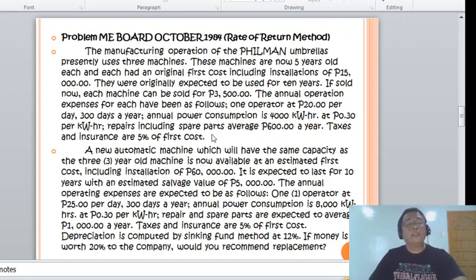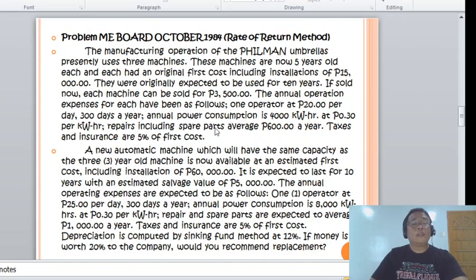Anyway, this is just a problem. The operator works 300 days a year. Annual power consumption is 4,000 kilowatt hours at 0.3 per kilowatt hour. Repairs including spare parts average 600 a year. Taxes and insurance are 5% of first cost. A new automatic machine which will have the same capacity as the old machine is now available at an estimated first cost, including installation, of 60,000. It is expected to last 14 years with an estimated salvage value of 5,000.